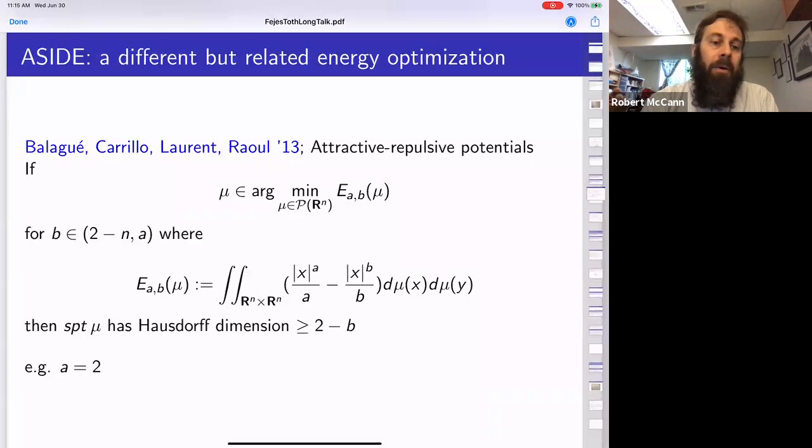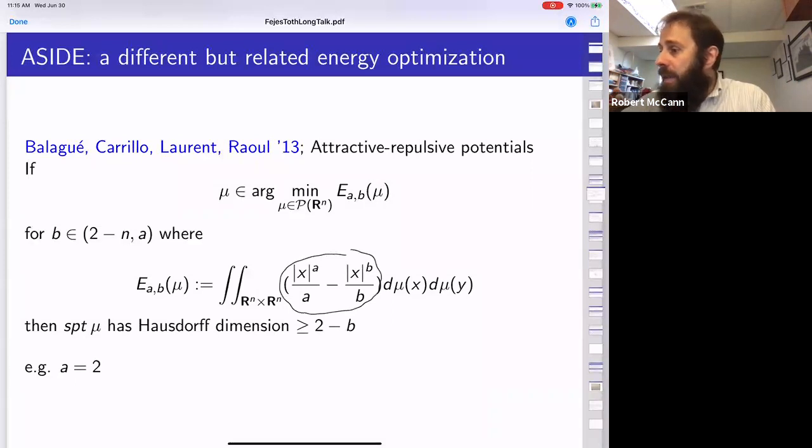But a result that we knew about from 8 years ago was by Balaguer, Carrillo, Laurent, and Raoul. And they said, if you look at an attractive-repulsive potential given by a difference of 2 power laws, so that the radial profile of the potential will look something like this, it depends on whether A and B are positive or negative, but if they're positive, it'll look something like this. And I've chosen my normalization so that the particles want to be 1 unit apart. And if they're negative, it'll look something like that. But again, the minimum's at 1 unit apart.